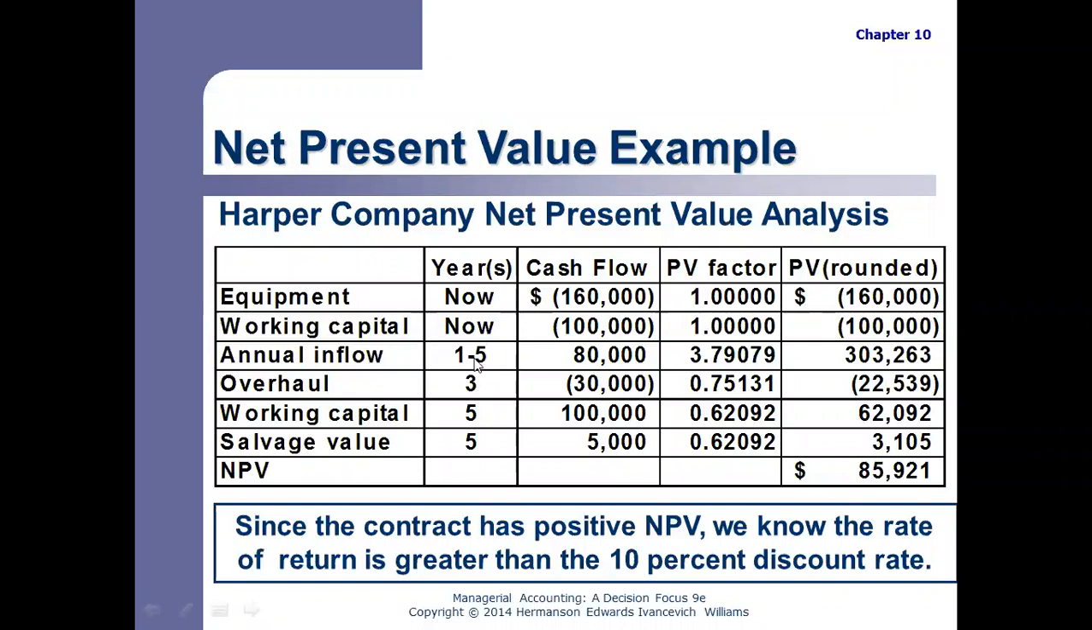Annual inflows. So we get $80,000 a year for 5 years. And when you review the YouTube video on how to do present values, whenever you have a series of payments of equal amounts, like this $80,000 a year for 5 years, that's called an annuity. You will use your financial calculator, and I'll touch a little bit on that at the end of this lecture. But anyway, the $80,000 a year for 5 years at a discount rate of 10%.